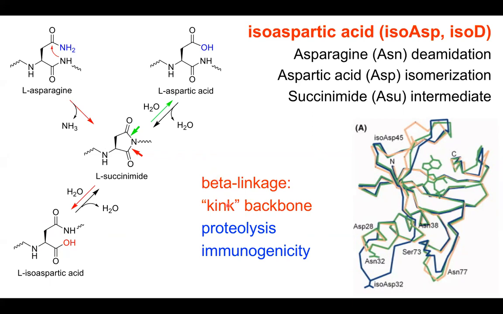This generates a huge kink in the backbone and causes significant change of protein conformation. You can see here, the green one is a protein with asparagine residue. Isoaspartic acid formation, shown here in dark blue, significantly changes the backbone conformation. Similarly here at another position. So isoaspartic acid has been shown to significantly affect proteolysis, conformation, as I mentioned, and also immunogenicity.